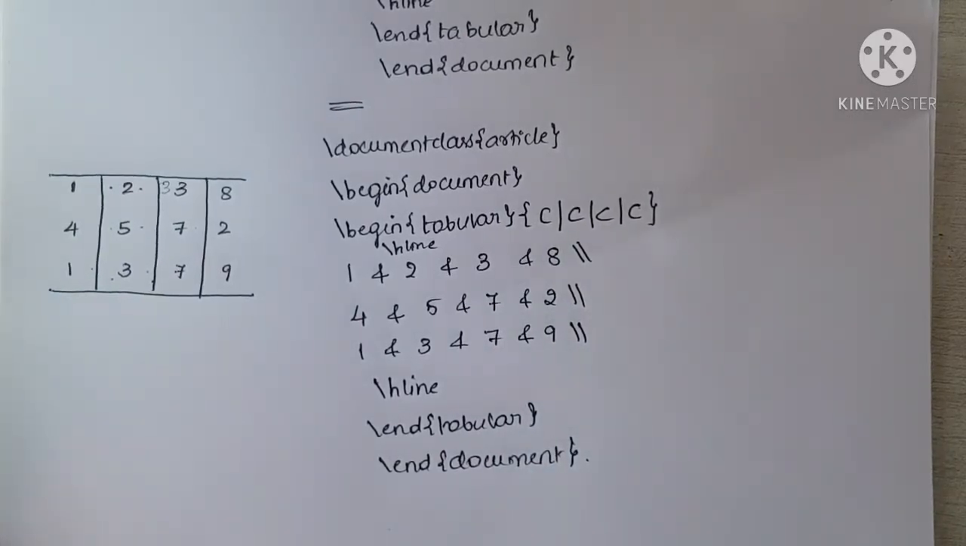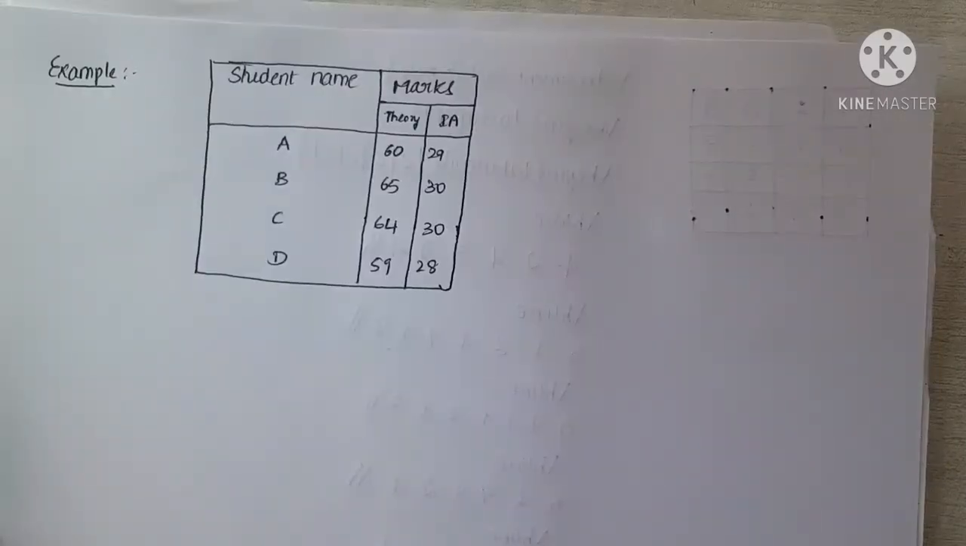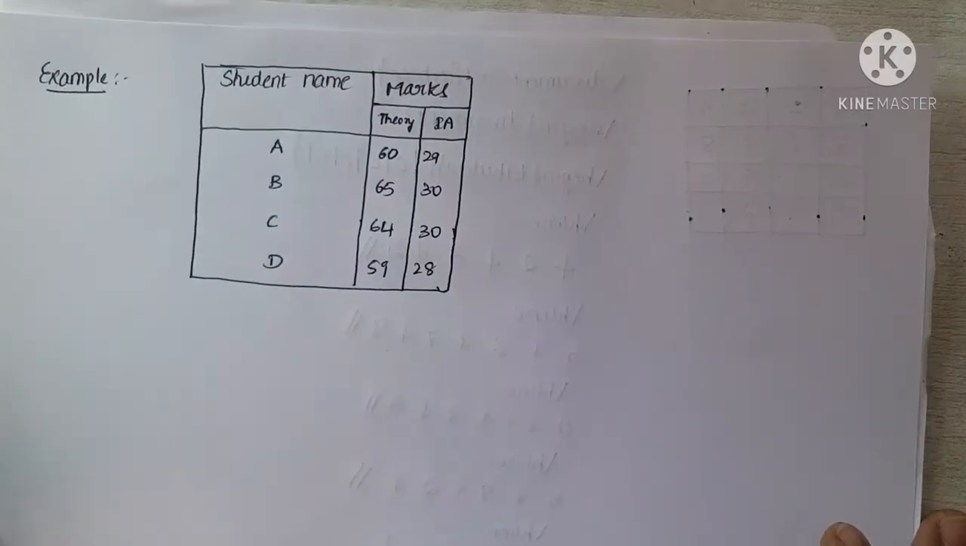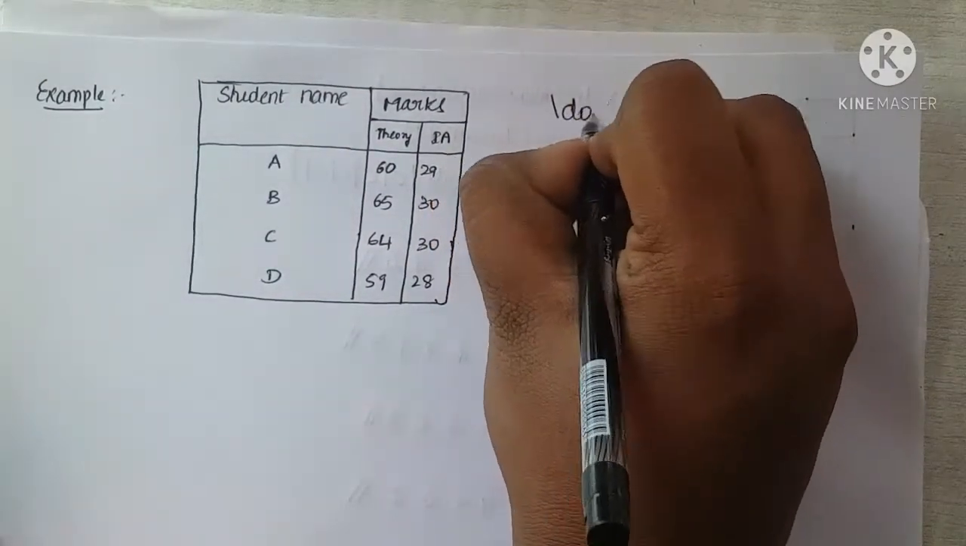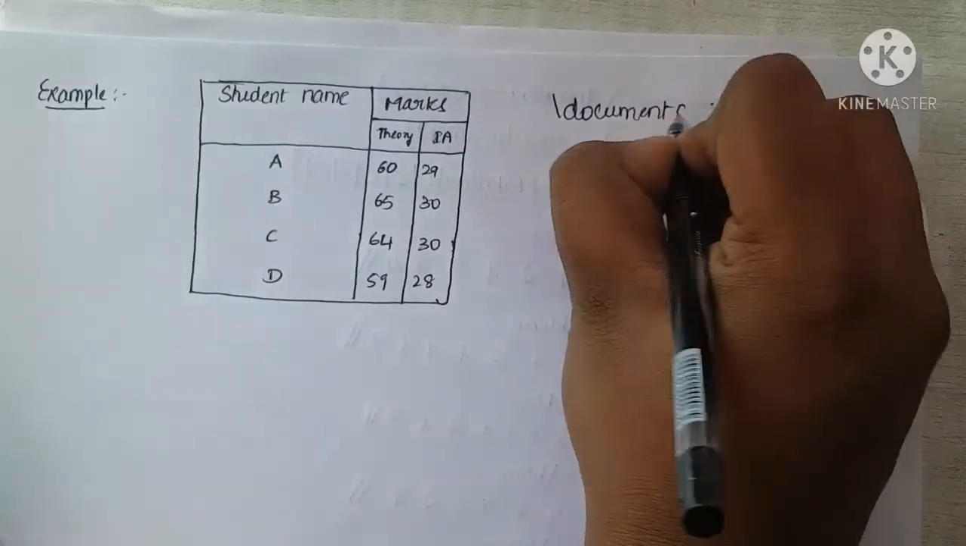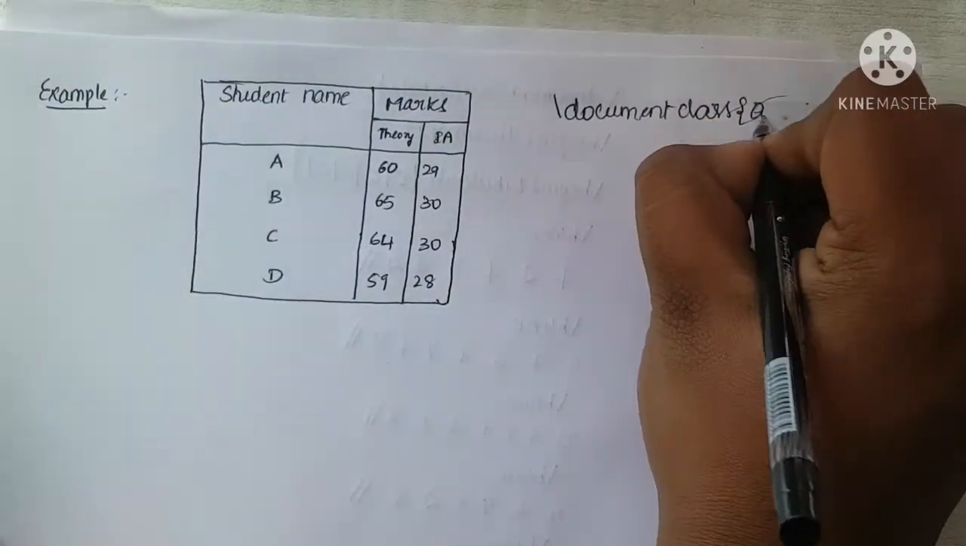We shall see one more example based on this. Hello students, here is one more example. We shall see what is the LaTeX code in order to create this. First line, backslash documentclass article.